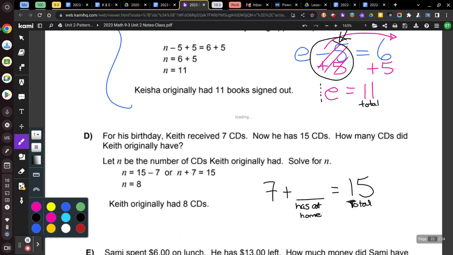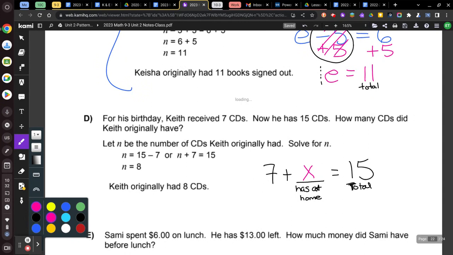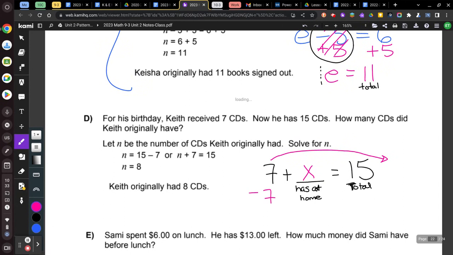So what letter do you want to use this time? X. All right, we'll use X. So we've got 7 plus something is equal to 15. Well, we got to work backwards. How do I get rid of the 7? I subtract it. So I subtract the 7, subtract the 7. I get X equals 8. That means he's got 8 CDs that he had originally at home.